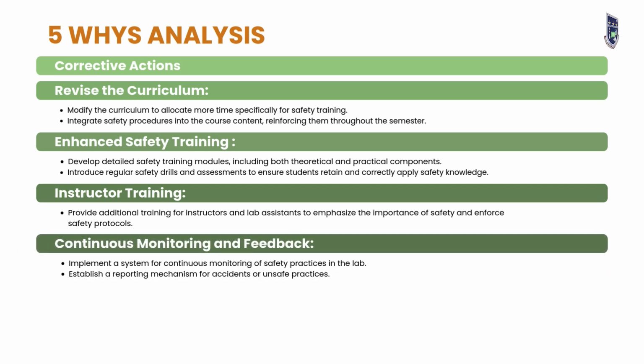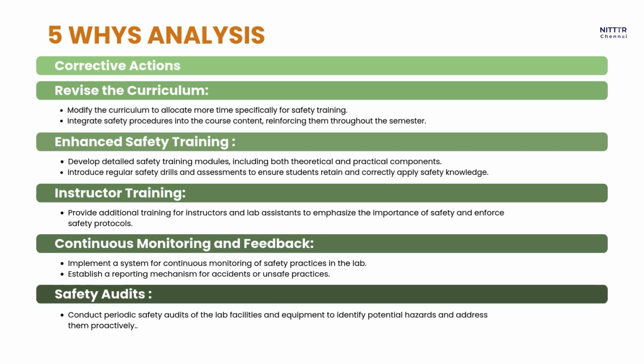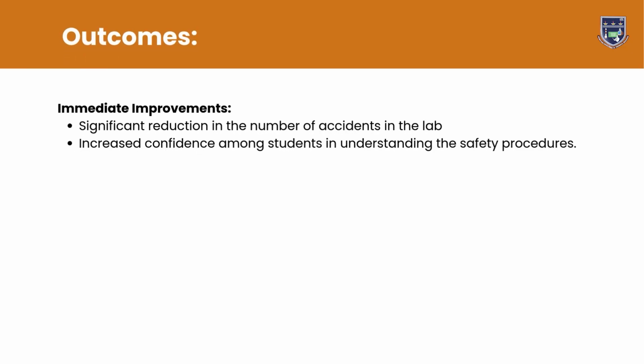Continuous monitoring and feedback. Implement a system for continuous monitoring of safety practices in the lab, with regular feedback sessions where the students can discuss safety concerns or near-miss incidents. Establish a reporting mechanism for accidents or unsafe practices, encouraging the students to report any issues without fear of failure. Safety audits: conduct periodic safety audits of lab facilities and equipment to identify potential hazards and address them proactively.